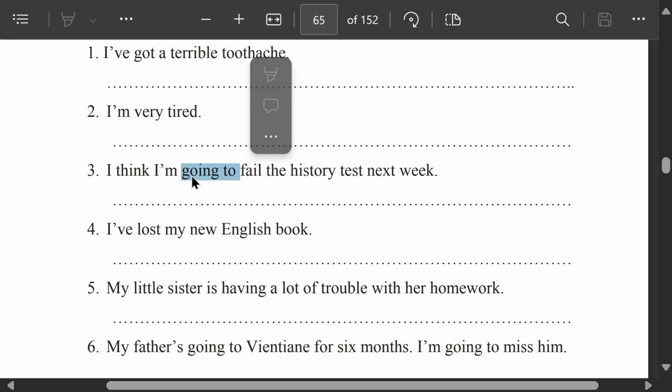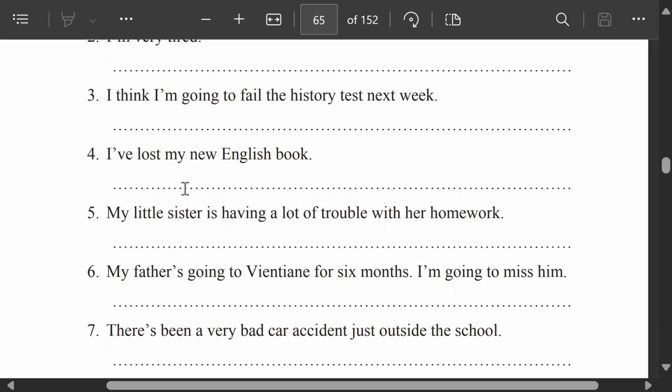Remember, going to is the future. I'm going to. This is present continuous. Remember, I am going, and then infinitive to fail. So this sense of present continuous refers to the near future, because you see it's next week. Like a feeling. I think I'm going to fail. Like, I don't know. I haven't studied enough. You know? So it hasn't happened yet. Not failed yet.